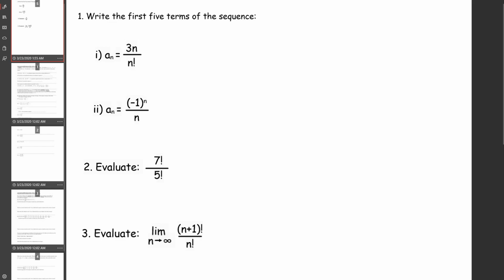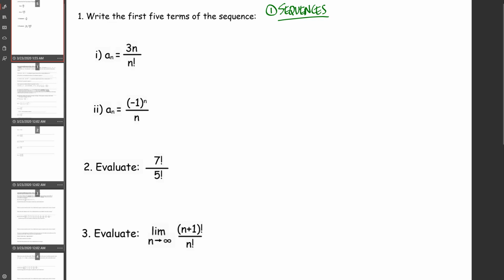Okay guys, let's start with a little bit of review. We're going to go into a unit called sequences and series, and first we just want to talk about sequences, and after this lesson we'll talk about series, but right now we're going to talk about sequences. And to start sequences we need to be able to write sequences, so let's do these review questions.